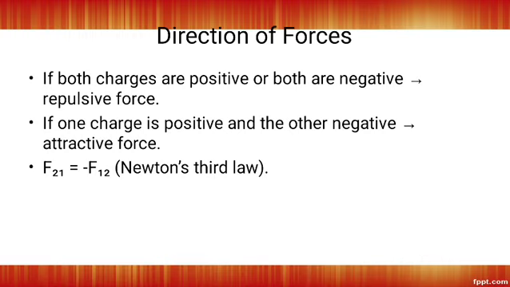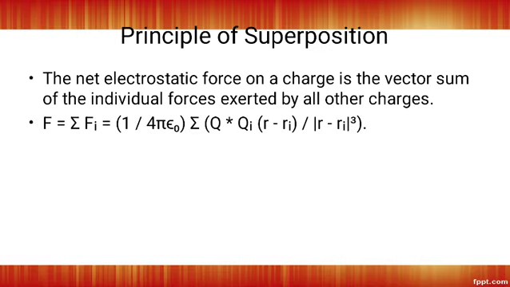Direction of forces: if both charges are positive or both are negative, it is called a repulsive force. If one charge is positive and the other one is negative, it is called an attractive force. So F21 is equal to minus F12, according to Newton's third law.